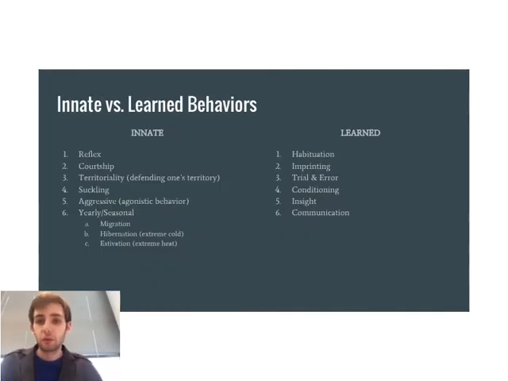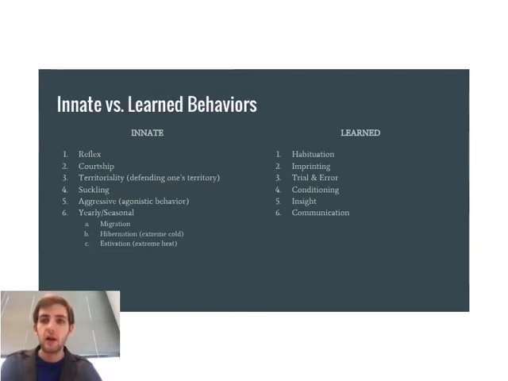This should be a pretty quick review from bio. We're not going to spend too much time on it. There are innate and learned behaviors. Innate behaviors are behaviors that animals are born knowing how to do, and learned behaviors are gained through experience. And so very quickly, there are six innate behaviors.